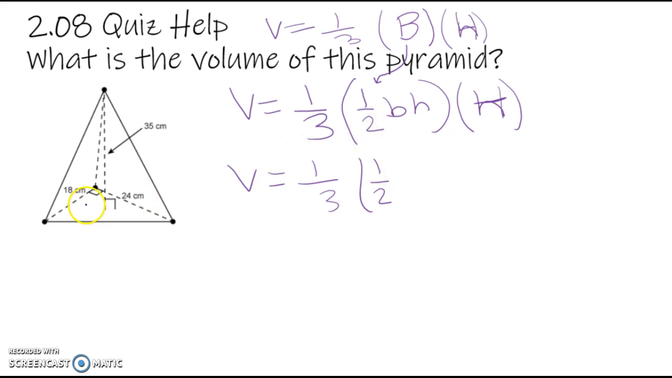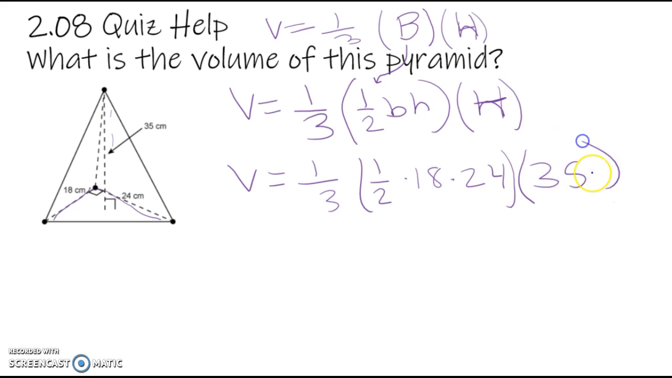And now again, remember this is looking at the triangle that's at the base of this pyramid. 1/2 base times height, so 18 times 24. That's going to give you the area of that triangle. That's the base of our pyramid. And then the height, remember the height needs to be dropped down and forming a right angle with the base. So times the height of 35. Notice they have that labeled for us.